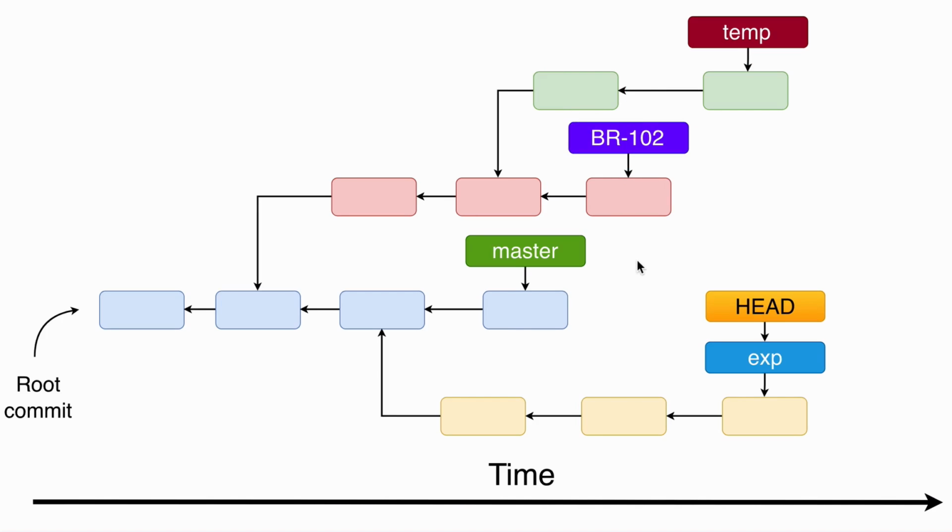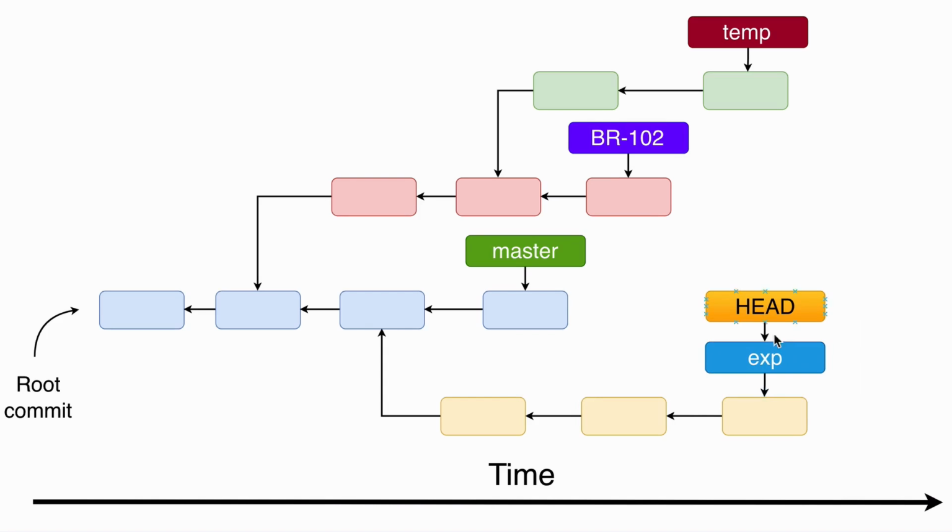Or you can use self-explanatory names for the branches. For example, you can create a branch with the name, let's say, refactor main menu, like that. And this branch name clearly tells other developers what the reason for this branch is. Okay, that's how you can name branches.